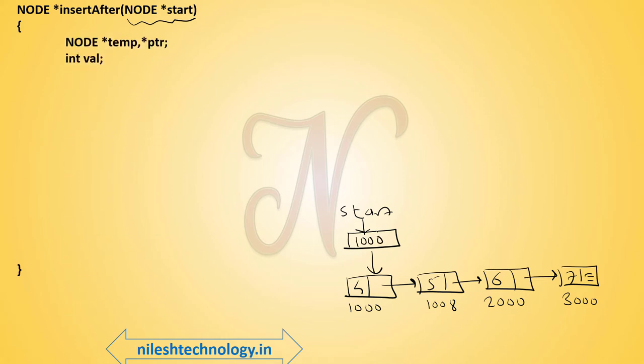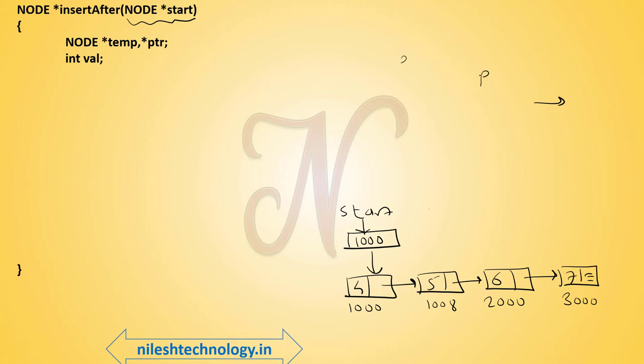Let's see, these are your two variables, temp and ptr. In this program there is no need of a pre variable, because here we insert a new node after the current node. All these pointers are going in the forward direction, so there is no need to add one extra variable. If your ptr is here and you want to insert before this node, there is a need to keep track of the previous node. That's why we used the pre variable in the previous program.